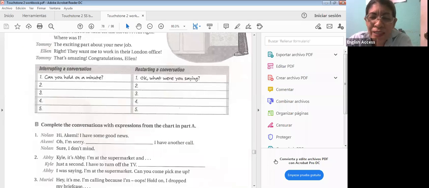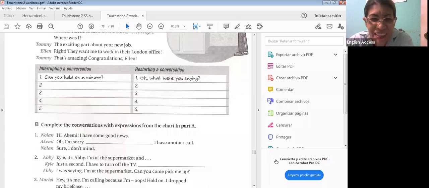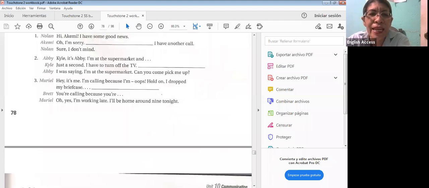So here we have a chart with two columns. Number one, you're going to write expressions about interrupting a conversation. And the second one, restarting a conversation. So tell me the expressions that you have on the first column, please. Oh, just a second. Excuse me, just a minute. Oh, just a minute. Can you wait just a second? Excellent. Correct.